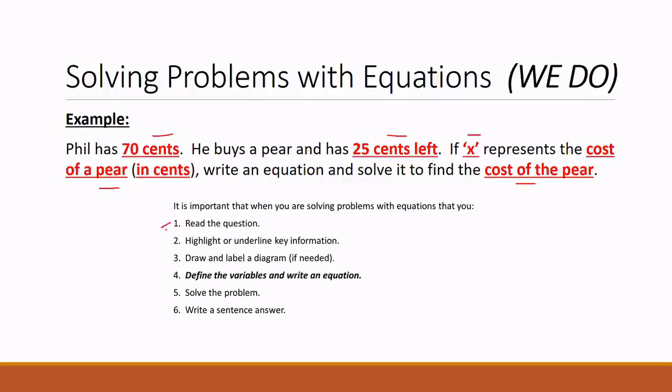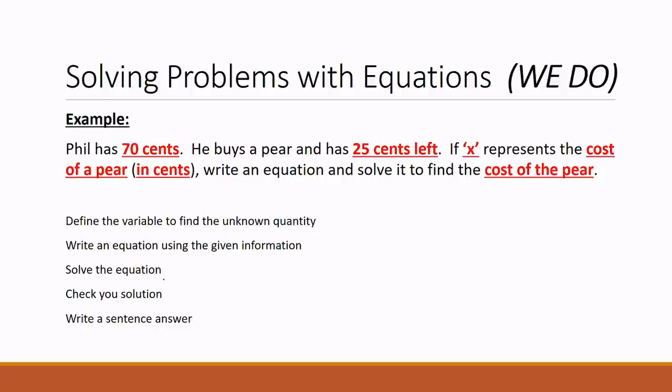So I've read the question, I've highlighted, I don't need to draw a diagram, and you can see that already I've started to define the variables and write the equation out. So let's jump on to the next slide and let's actually define what the variables are. So it already says in the question, I'm going to let X be the cost of the pear. And underneath that, I'm now going to write my equation.